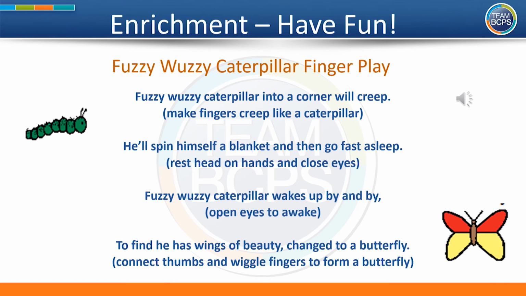To continue having fun exploring the life cycle of caterpillar to butterfly at home, we have some fun enrichment activities to share with you. The first one is the Fuzzy Wuzzy Caterpillar finger play that we did before our story began. Just to remind you, here are the words. Fuzzy Wuzzy Caterpillar into a corner will creep. He'll spin himself a blanket and then go fast asleep. Fuzzy Wuzzy Caterpillar wakes up by and by to find he has wings of beauty changed to a butterfly.